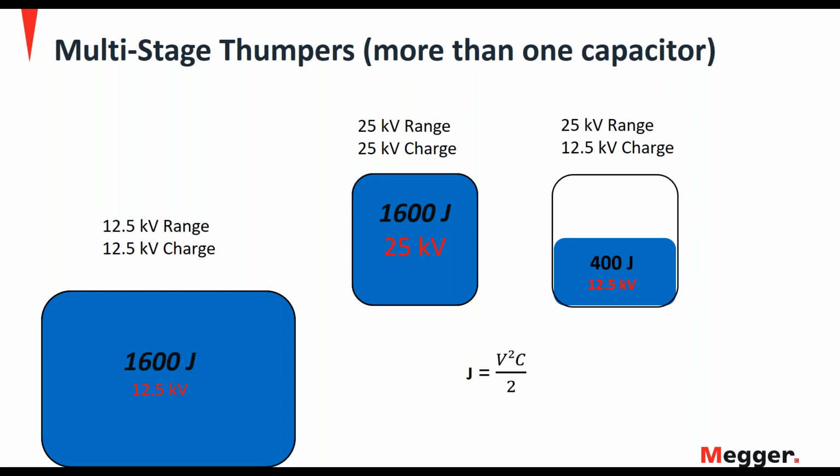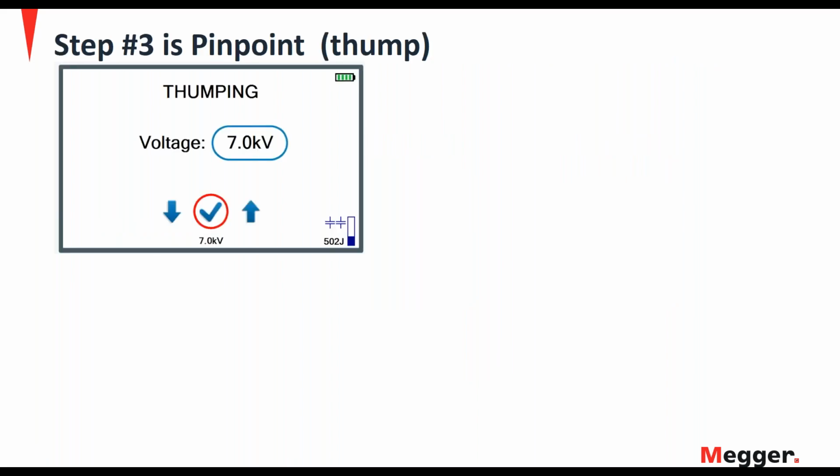So it avoids the problem that you can have with the older style thumpers, where you could put them in the high voltage range and not use enough voltage to make sufficient noise. Let's look a little closer at that. If we take the Smart Thump 25 and we set it at 7 kV, it'll show us in the lower right-hand corner the joules it's going to produce. And in this case, it'd be 502 joules.